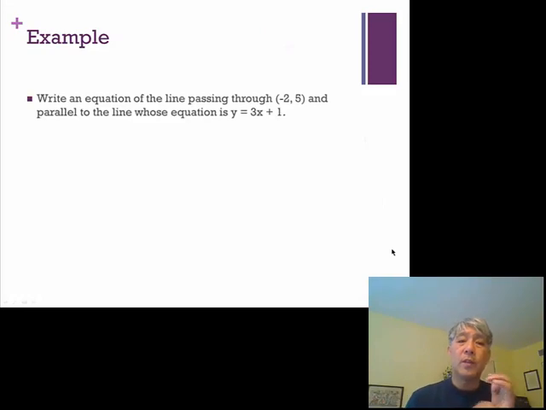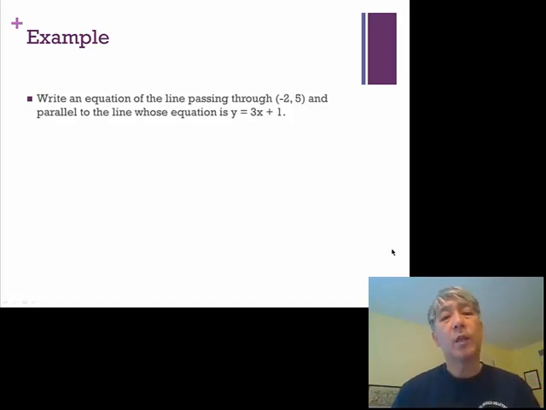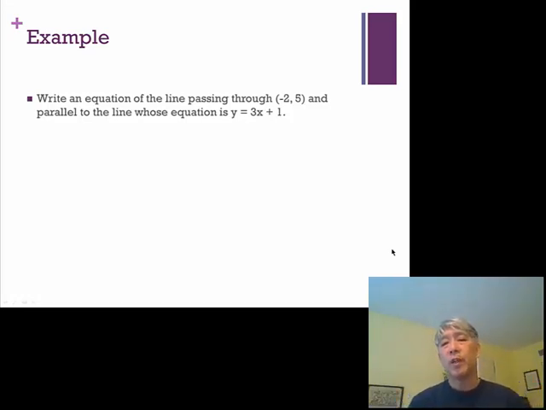Okay, so here's an equation. Here's a sample: write an equation of the line passing through (-2, 5) and parallel to the line whose equation is y equals 3x plus 1. So again, I'm only given one point, (-2, 5). But because it's parallel, I know what its slope is going to be. It's the same slope as the given equation, or 3.